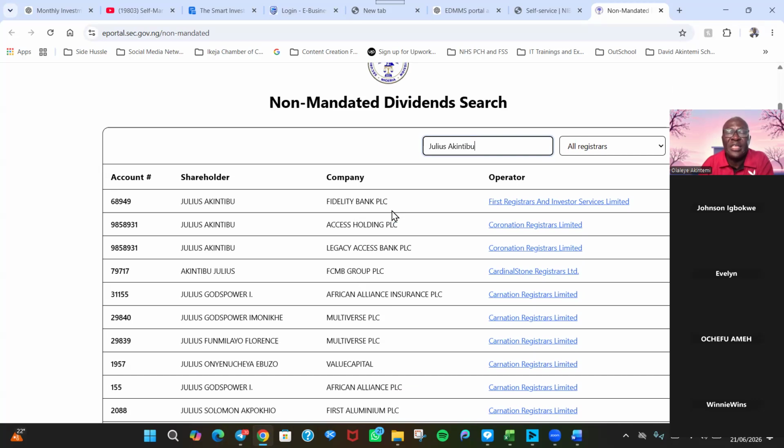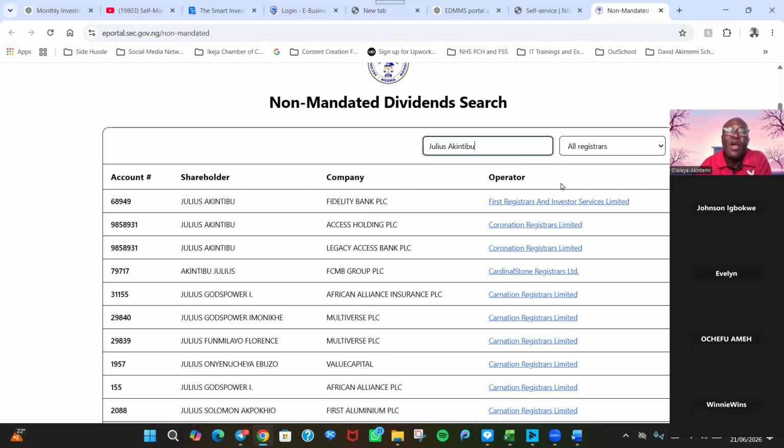Do you have with Fidelity? Do you have with Access Holding? Do you have with Legacy Access Bank? If you are sure that those 3 stocks belong to you, I'm using this as an example, and you are still living, then what you want to do is, number 1, write out the name of the shareholder, write out the name of the company, and then write out the name of the operator. The operator here represents the name of the registrar.